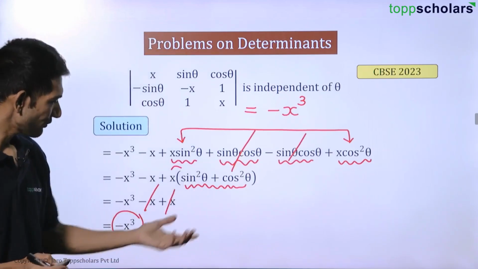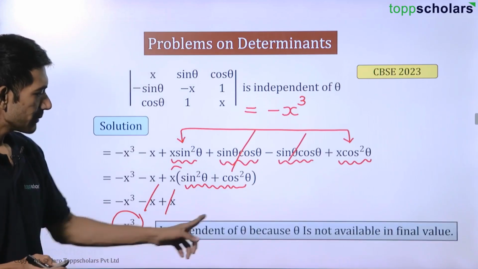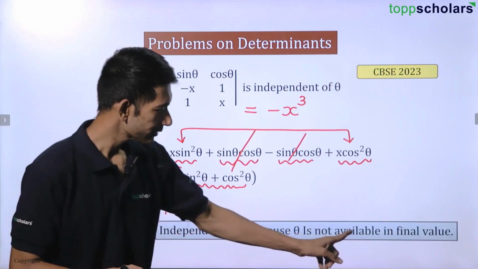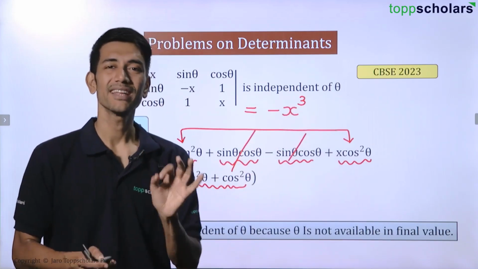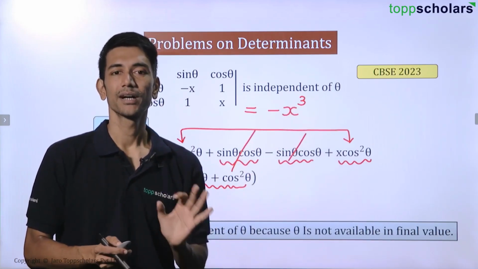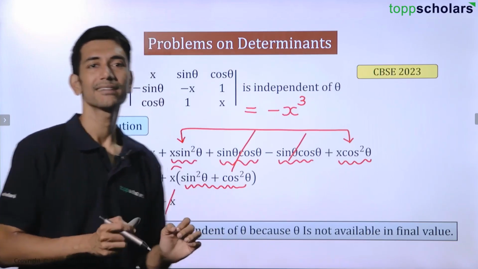Simple. So finally we can say that it is independent of theta because theta is not available in the final value. That is, theta is not there in minus x cube. I hope this is clear to you. Let's continue.